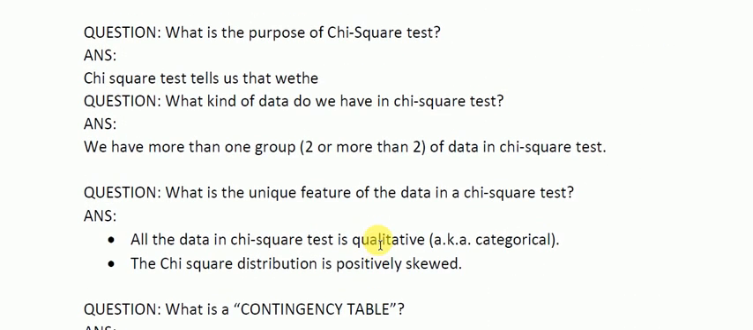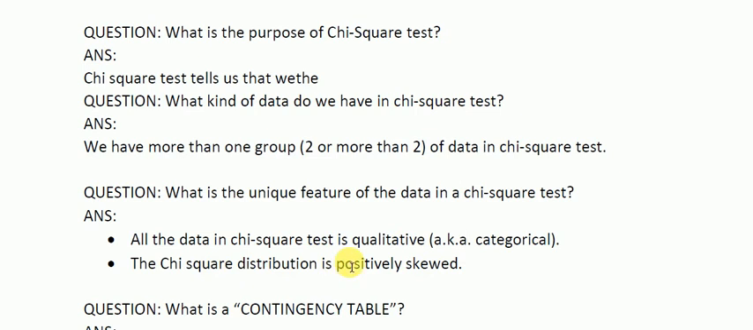Both of these come under the heading of qualitative variables. So the thing about the chi-square test is that all the variables used are qualitative, also called categorical variables. Both of them are the same thing. The bottom line being that qualitative data is the hallmark of the chi-square test. Then the chi-square distribution is positively skewed.